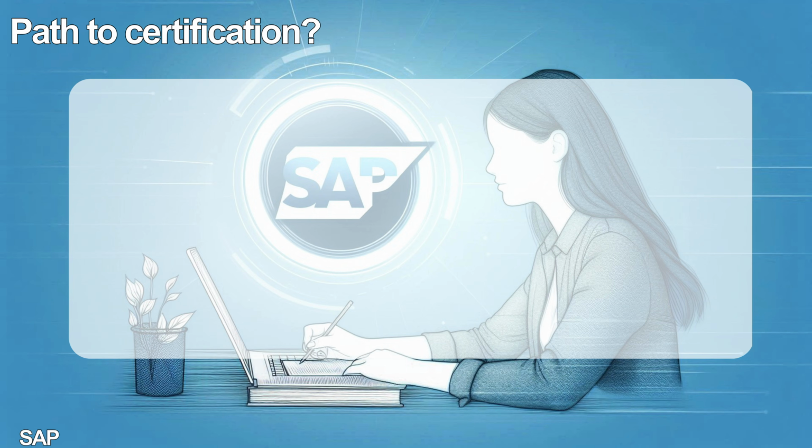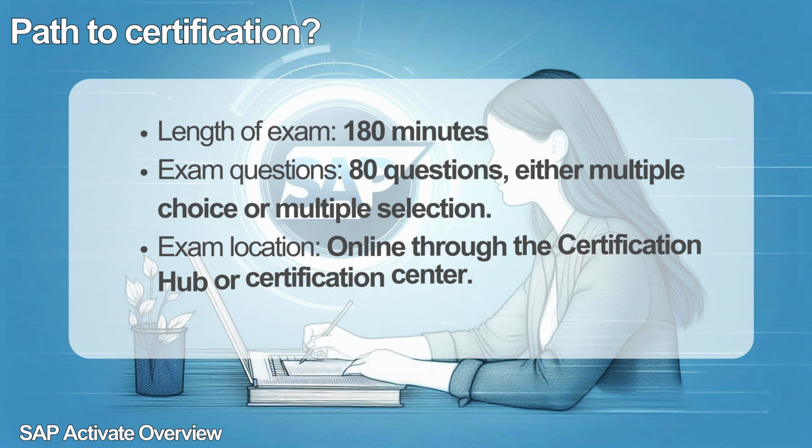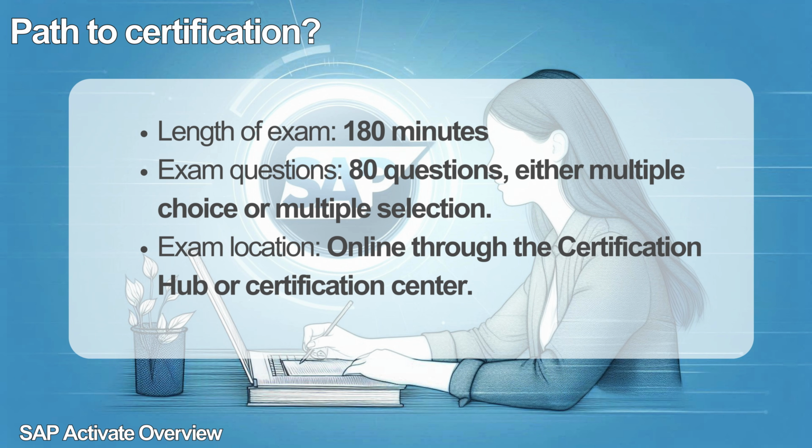The length of the exam in its current format is 180 minutes, up to 3 hours, with 80 questions, either multiple choice or multiple selection, and it's typically done online through the Certification Hub or Certification Center. You can do further reading on the Certification Hub or watch the guide videos on this channel. Based upon your location, you can either choose to appear for the certification exam from the comfort of your home, or you can visit a certified certification partner to take the certification in a moderated classroom.